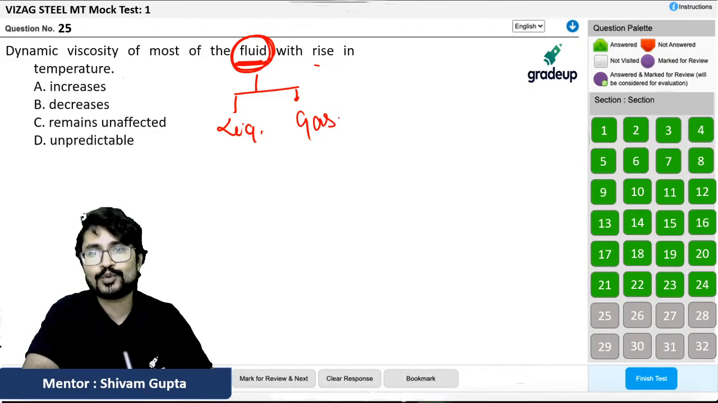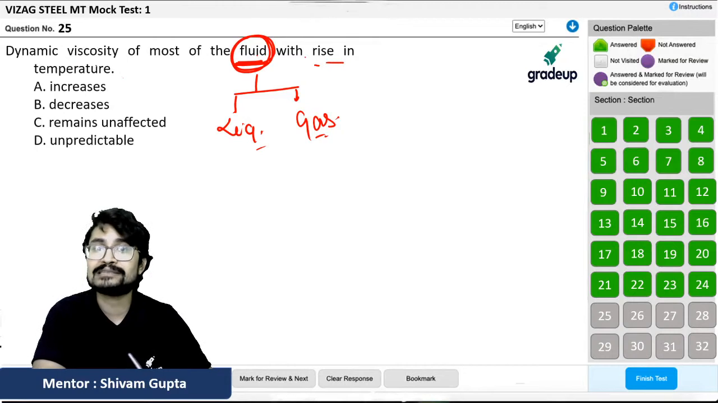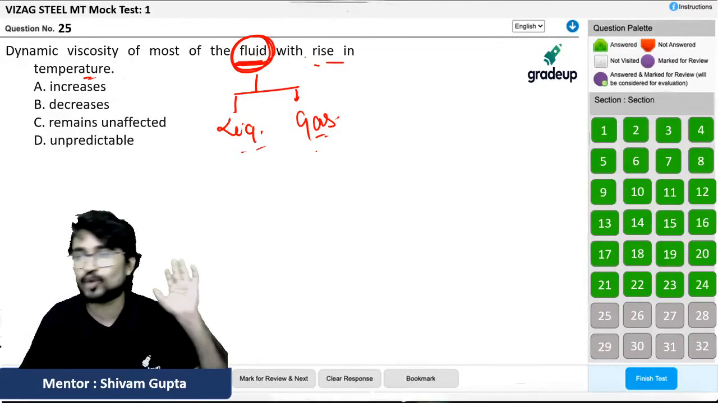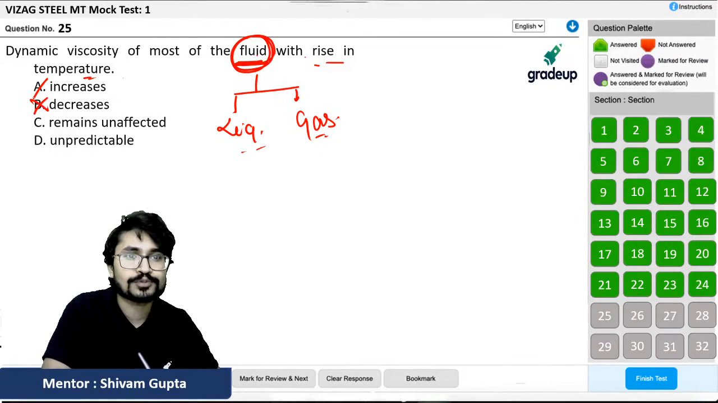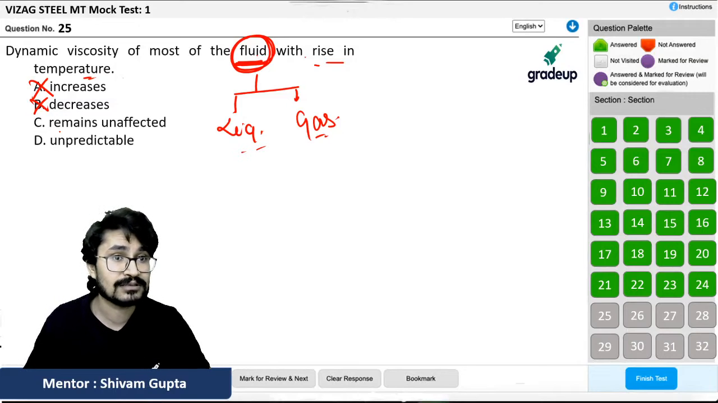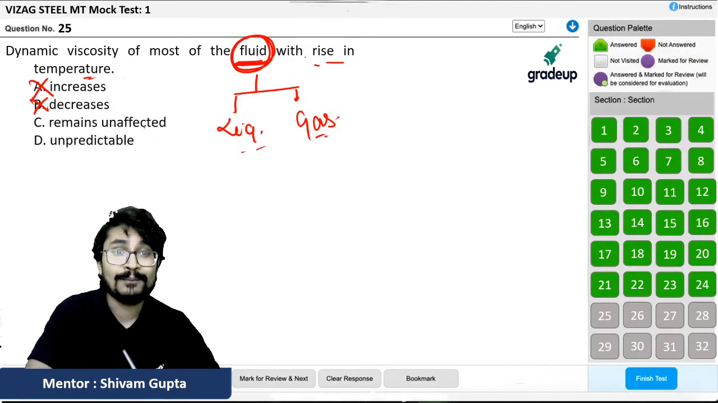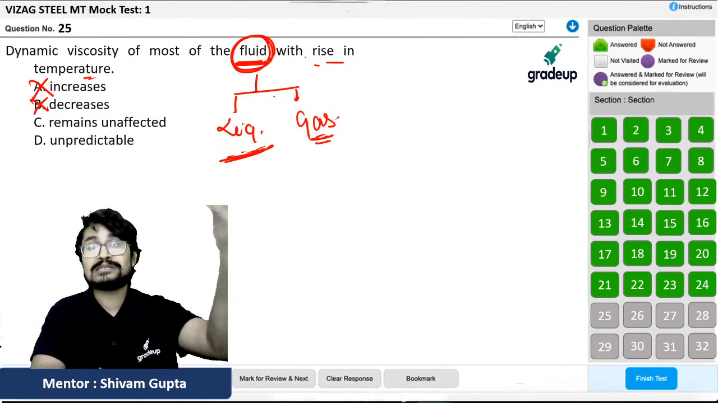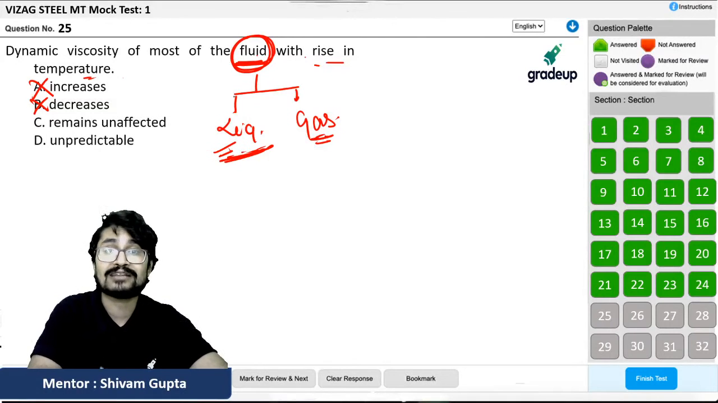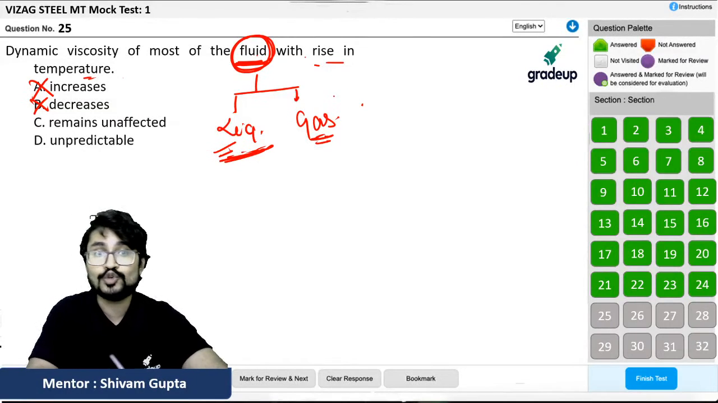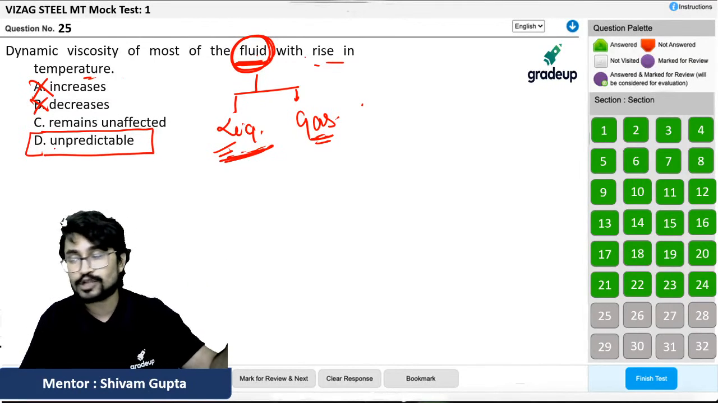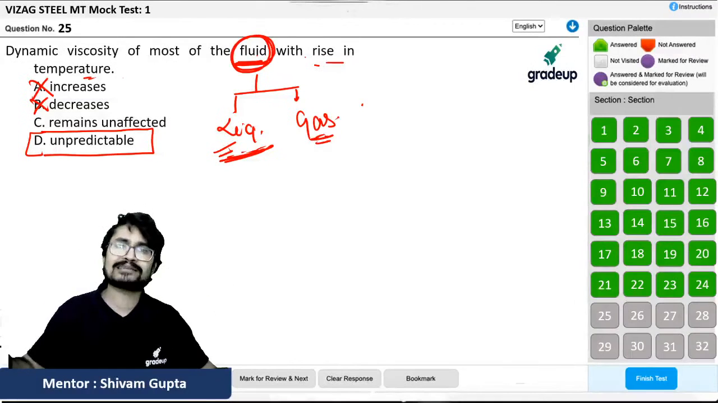If a fluid is liquid and gas, and it is saying that dynamic viscosity of most of the fluid with rise in temperature. So in a fluid there is liquid and gas. So can you predict it? No, no, no. Option A and option B will be completely wrong answers. Why? Because you cannot predict with rise in temperature. Either it will decrease or increase, because you don't know whether the fluid is liquid or gas. So you have to select the answer that it is unpredictable. You cannot predict it, my friend. You cannot predict it at all.